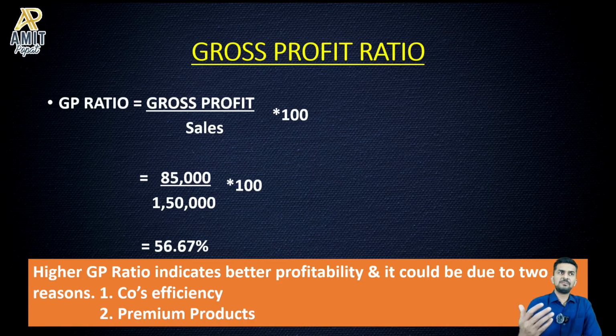Same way, for example, Colgate. The cost of raw material and everything is going to remain the same for X company and for Colgate. But because Colgate is a brand, Colgate has got the brand value, it may be able to sell its products at a higher selling price and as a result increase the GP.